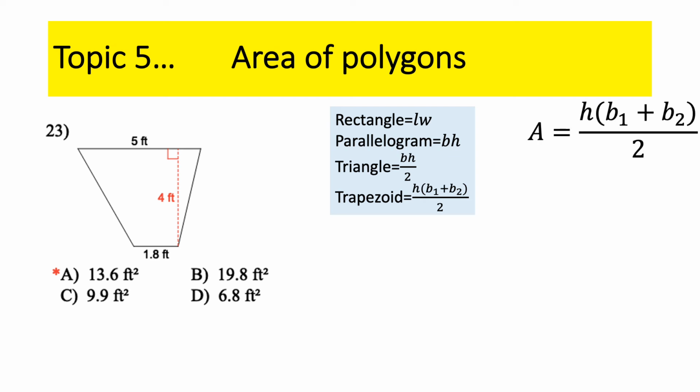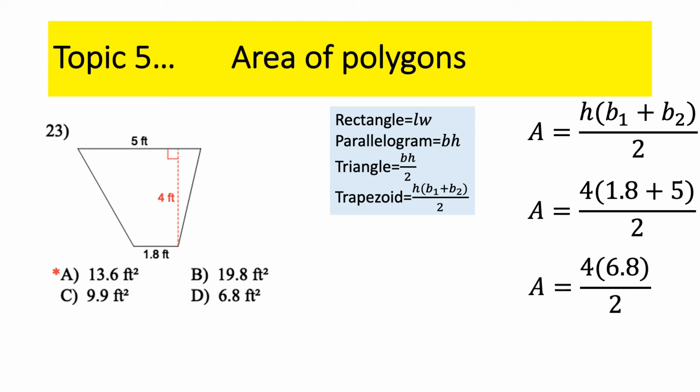The 2 bases are the parallel sides. The height here is 4. The bases are 1.8 and 5. So let's see, we got to do order of operations, parentheses first. 1.8 plus 5 is 6.8. Then 4 times 6.8, 27.2. Divide that by 2, and we get 13.6.